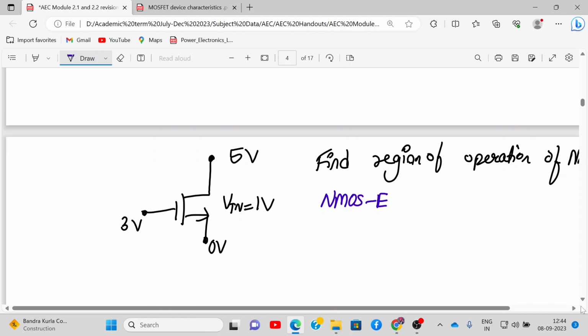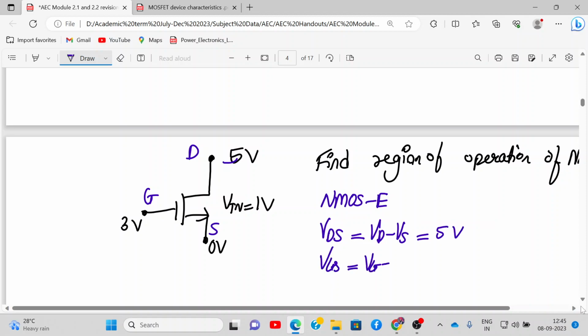And VT and the voltages are these. So what is this voltage? This is drain terminal, gate terminal, source terminal. So how much is VDS? VD minus VS, it is 5 volt. How much is VGS? VG minus VS, which is 3 minus 0, this is 3 volt.